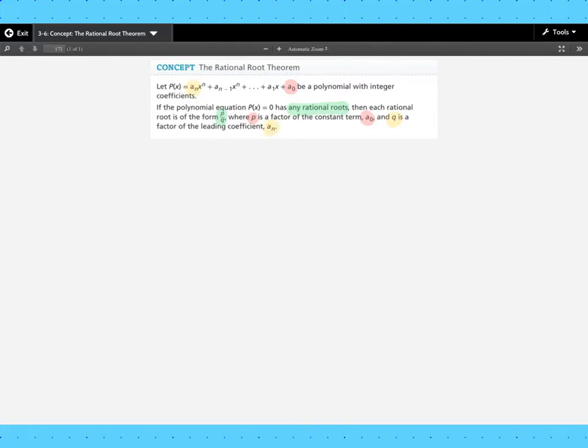Okay? So if I were to write this out, p over q is the rational root, and then p is a factor of a0, and q is a factor of the leading coefficient, an.